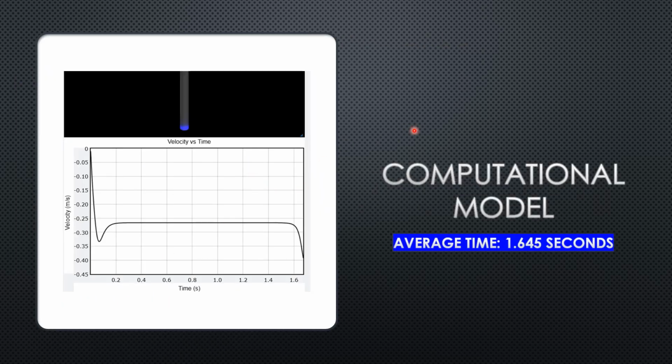So overall, the computational model found that it took 1.645 seconds for the magnet to fall down the tube of aluminum foil. This is slightly reduced from the experimental result, and this is largely due to sources of error, but also the computational model depicts a perfect scenario of the experiment, and this is not the case as air resistance is an important factor in the experiment, and this may have caused the magnet to take slightly longer, even if it is a minor amount.